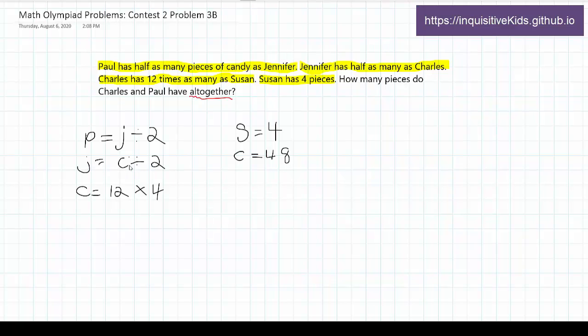Jennifer equals C divided by 2. C is equal to 48. 48 divided by 2 is 24. J equals 24.